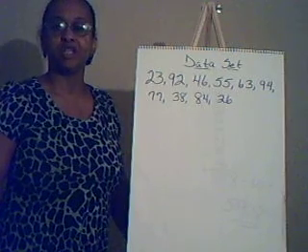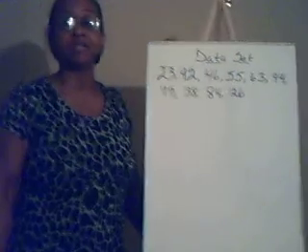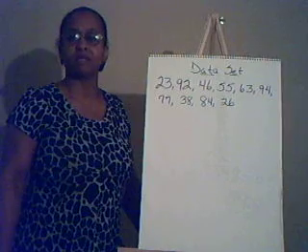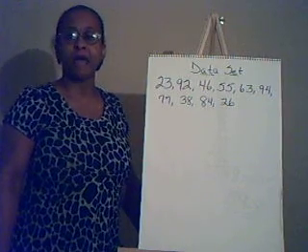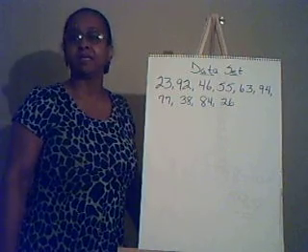Step number 1, determine the mean. The mean is equal to the sum of all the values in the data set divided by the total number of data points. So we are going to add all of the numbers right here, and then we are going to divide it by 10.